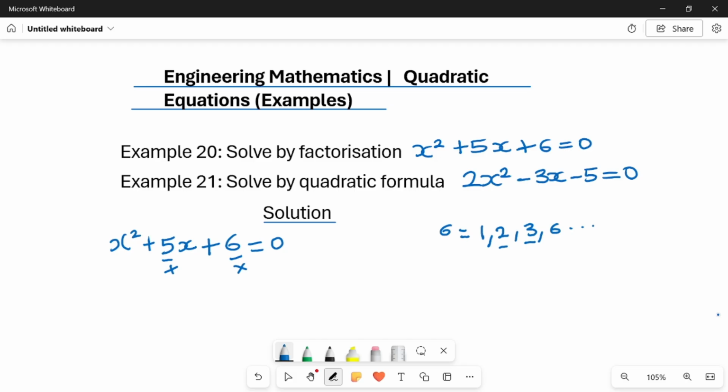5. So we listed out some factors of 6 and we tested them out, and we found out that 2 and 3 are the factors. 2 and what? 3 are the factors.